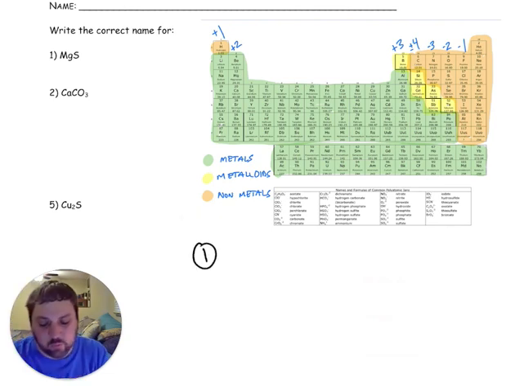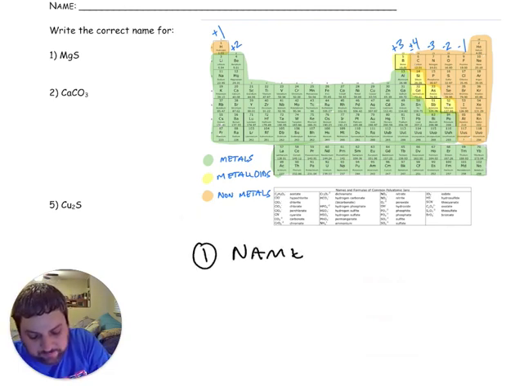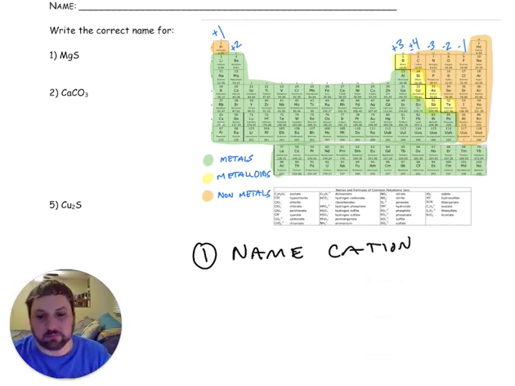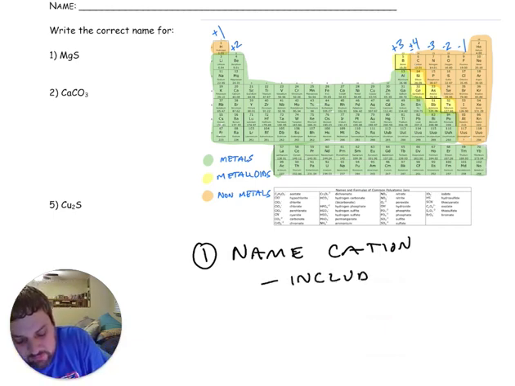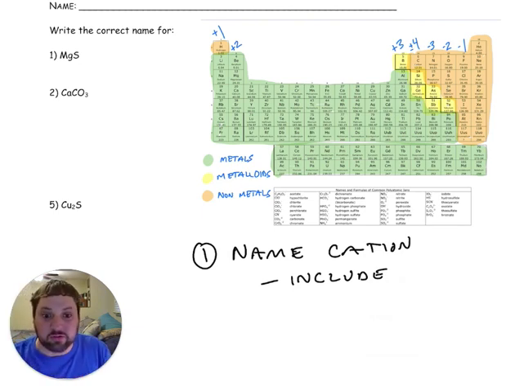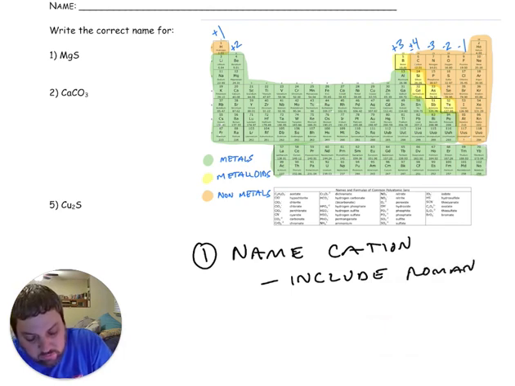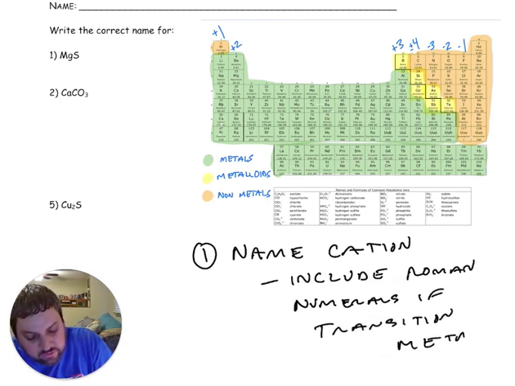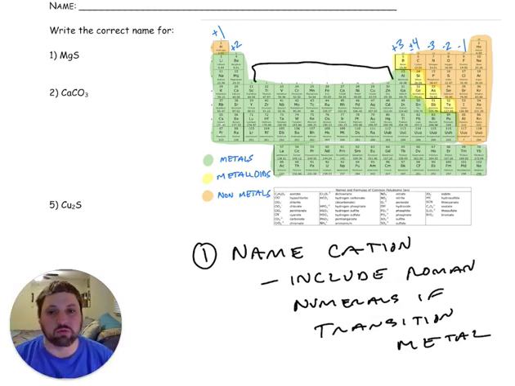So our first step, we are going to name the cation. Okay? There is a certain circumstance where we have to include Roman numerals, and that would be if our cation is a transition metal. So we need to name the cation, include Roman numerals if transition metal. And remember, our transition metals are in groups 3 through 12.